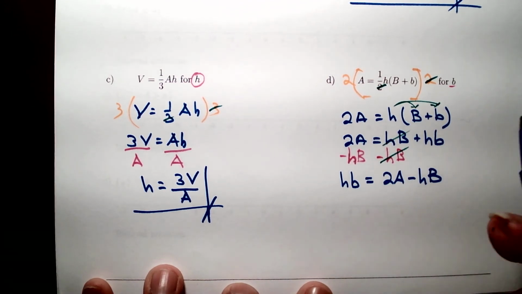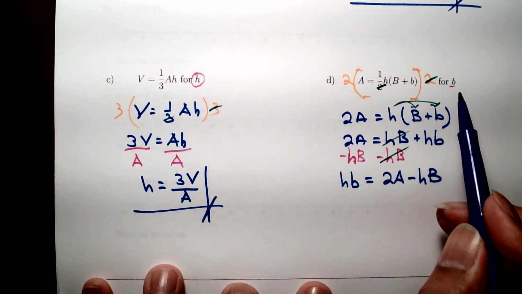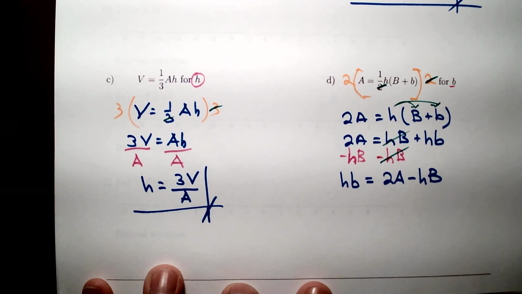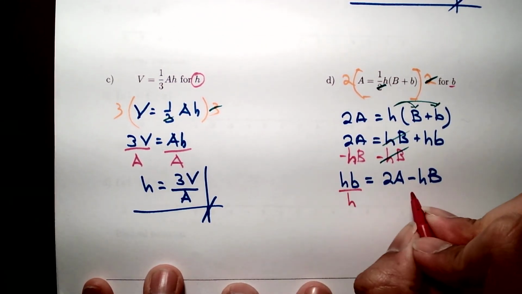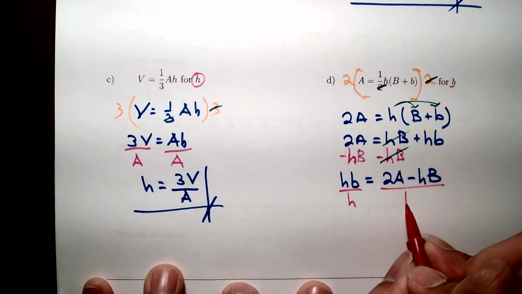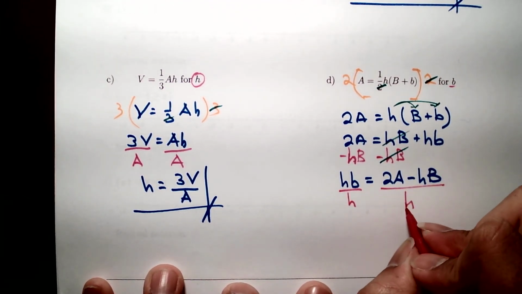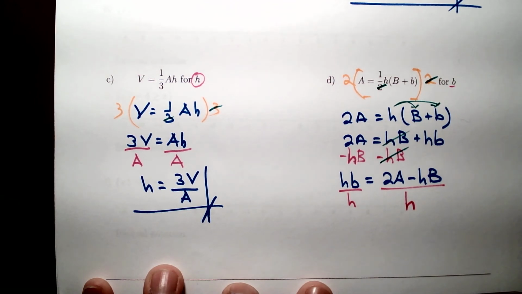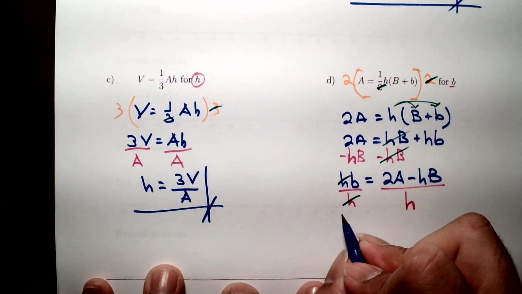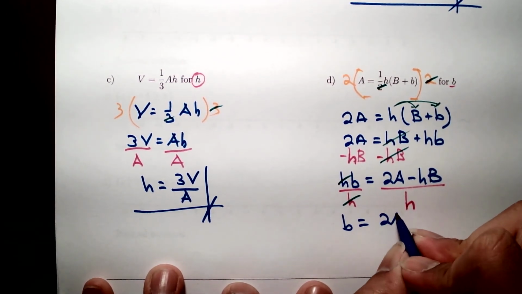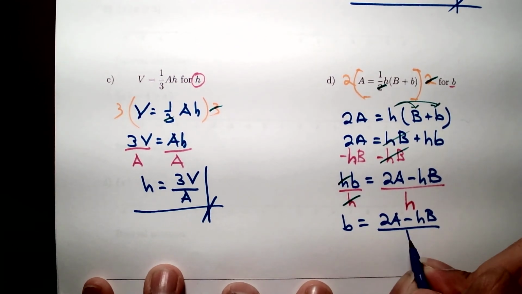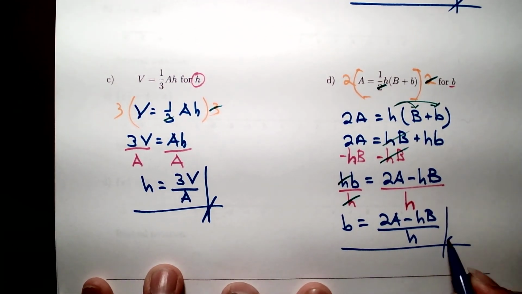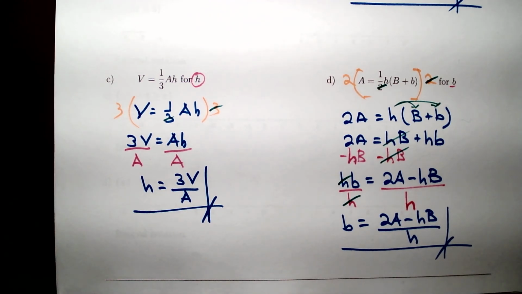And in order to finally get this little b by itself, all we do is divide both sides by little h. And that's pretty much it. Cancel, cancel. And little b equals 2A minus h big B, divided by little h. Final answer.